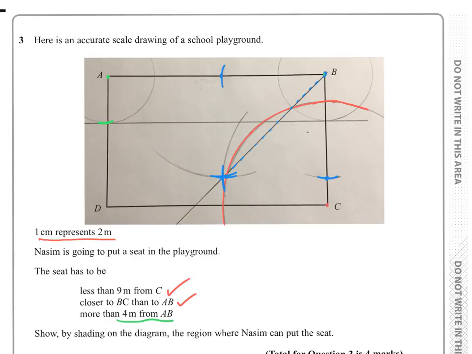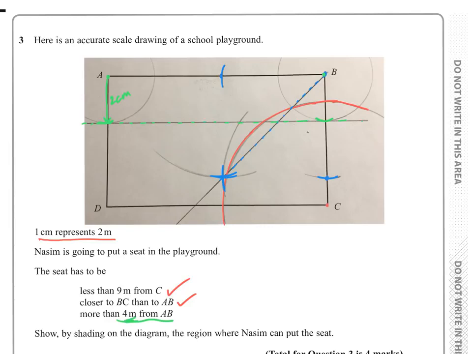I did one there and I did one here, and then I can put my ruler against this and just draw a line straight along, and that would be 2 centimetres here, wouldn't it? Because it's 4 metres and 2 metres is 1 centimetre.